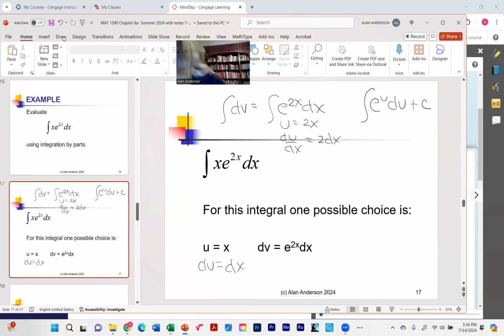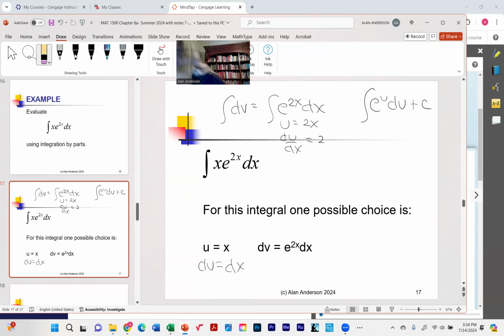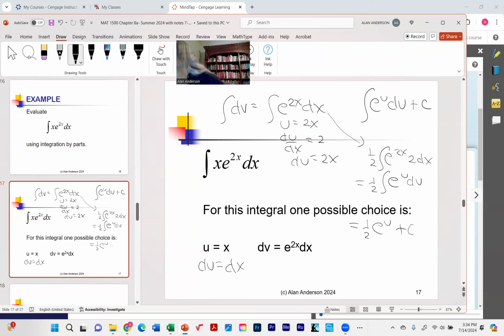Whoops, sorry. This should be 2, and then du is 2 dx. We don't have that, but we remember from a previous chapter that we can supply it because all that we're missing is a constant. So we rewrite this, and we haven't changed anything. And now we end up with 1/2 e to the u du, which is 1/2 e to the u plus c, 1/2 e to the 2x plus c. So it means here v is simply 1/2 e to the 2x.